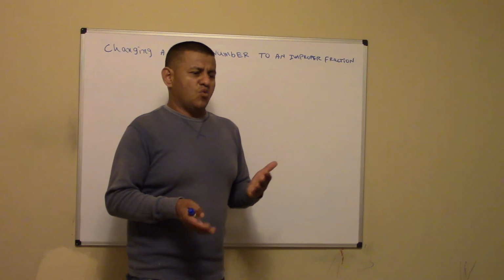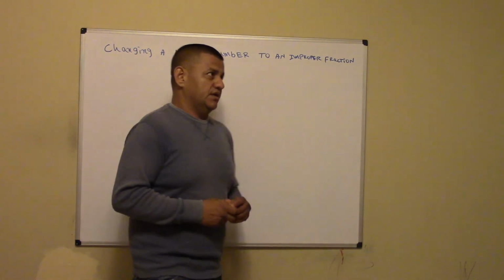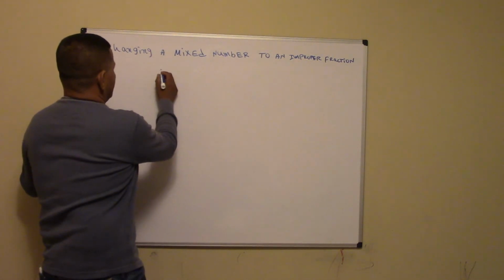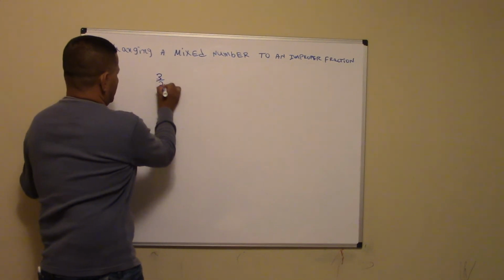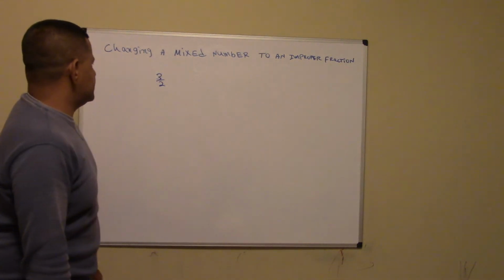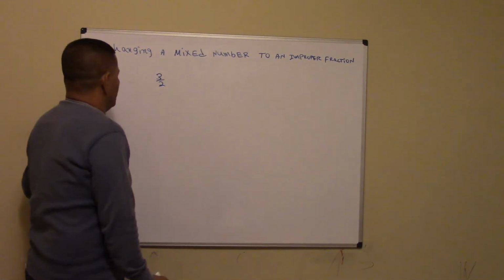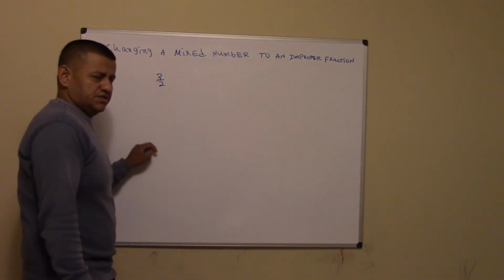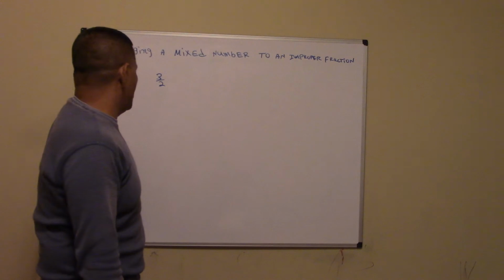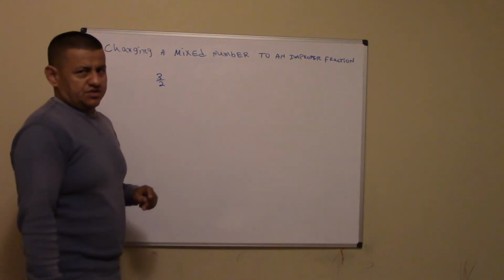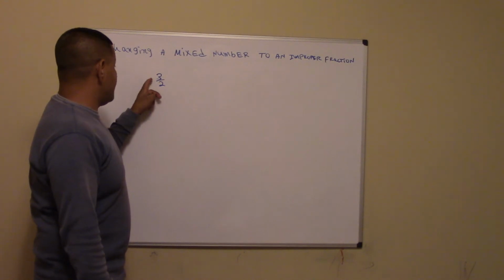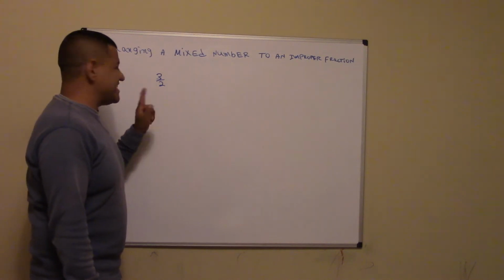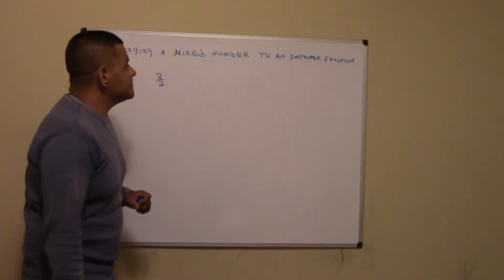So what am I saying with this? Well, let's say you had a fraction equal to 3/2. When you add or subtract fractions, your answer was 3/2. This is an improper fraction because in an improper fraction the numerator is greater than the denominator, right?